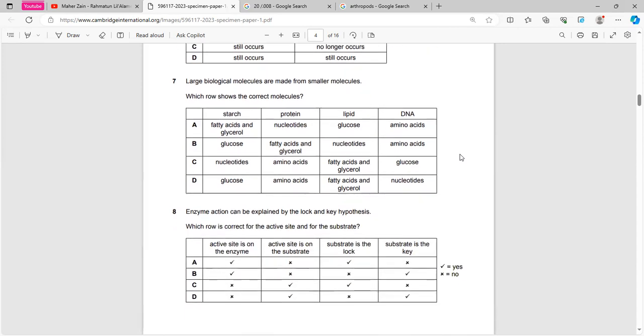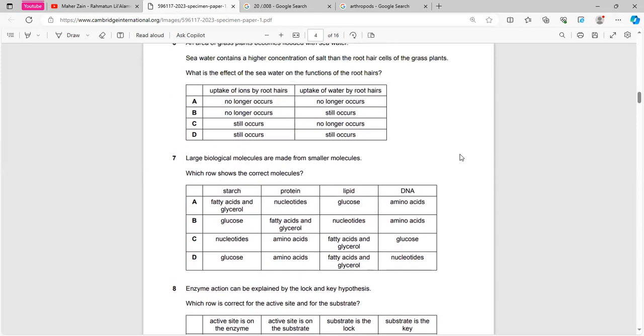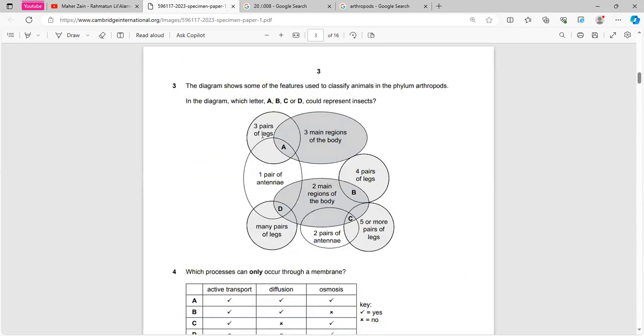Now, question number 7 basically tells us to break down the larger molecules, which are the polysaccharide structures, into the main simpler substances out of which they are made up. So starch is made up of glucose. I just like to tell you that. So the answer for question number 6 is that uptake of water no longer occurs, whereas uptake of ions occurs. So the answer is C.